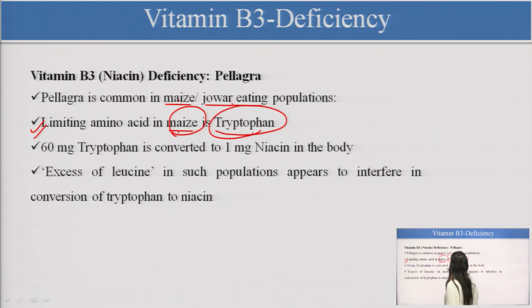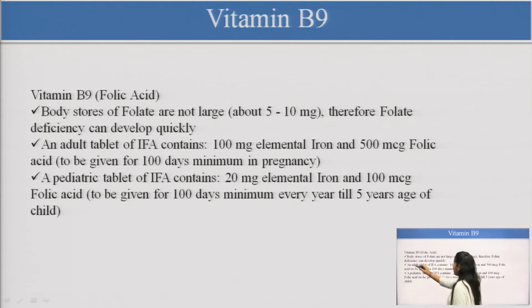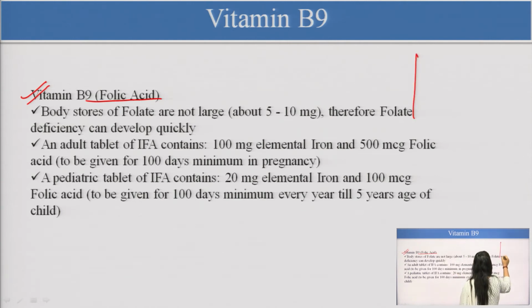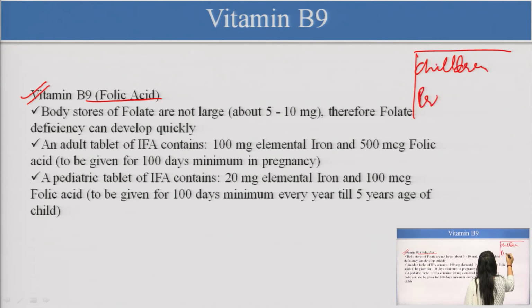Now, 60 mg of tryptophan will convert to niacin. This I was telling to you. Now, see, there is another vitamin, vitamin B9, which is known as folic acid. For folic acid, similarly, we have a program for children as well as for pregnant women, because this is required in pregnant women.